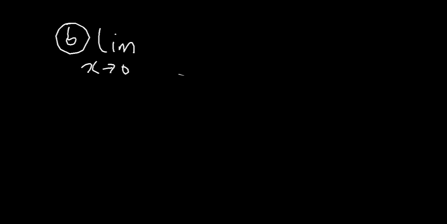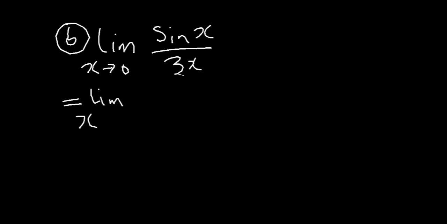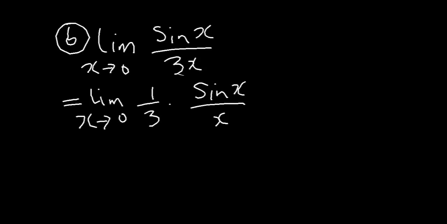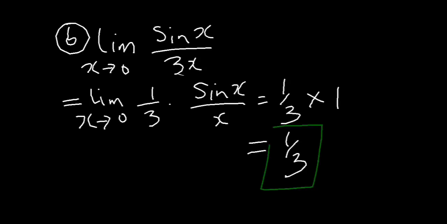Now, another example. The limit when x tends to 0, sin x over 3x. For this, we have a factor of 3 at the denominator. Let's factor it out. So we will have the limit when x tends to 0, 1 over 3 times sin x over x. And sin x over x is equal to 1. So our answer is 1 over 3 times 1, which is equal to 1 over 3.